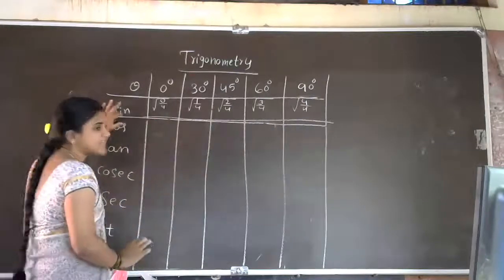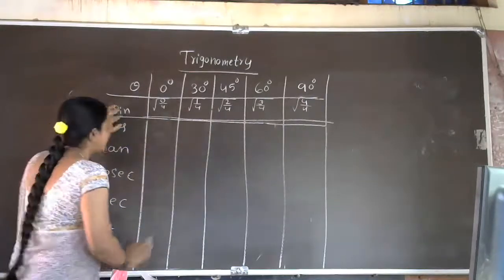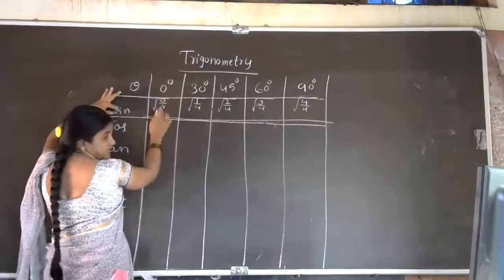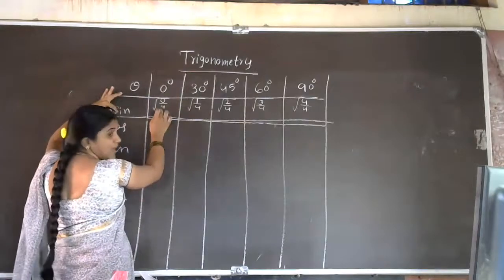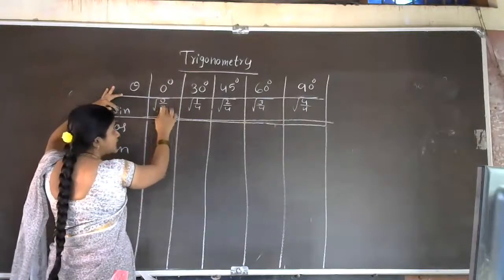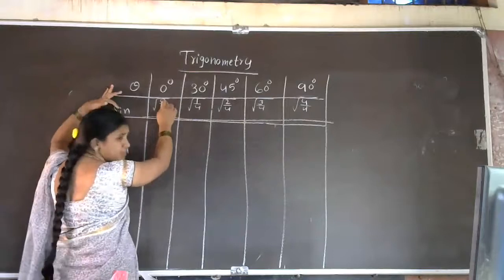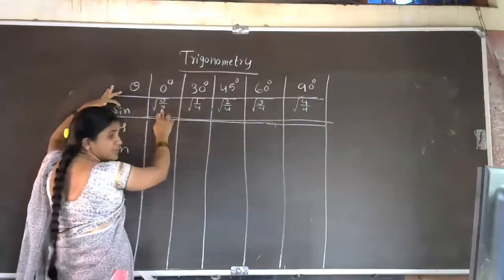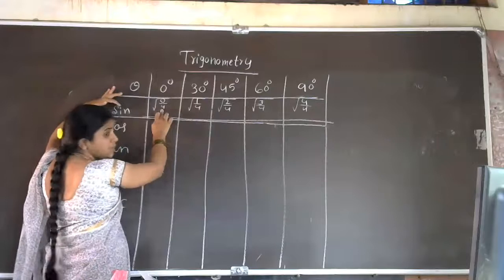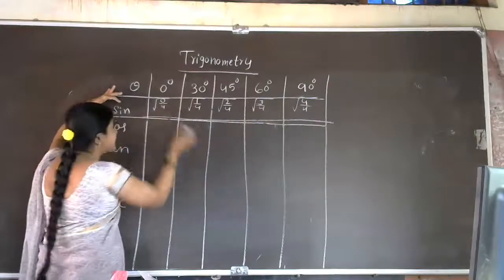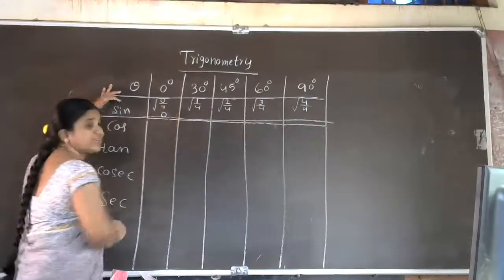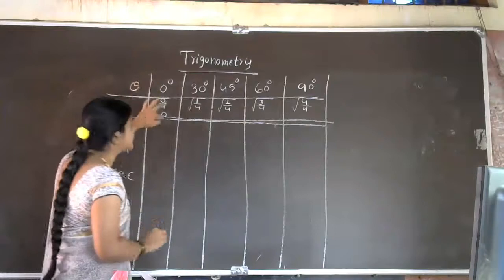Can we start the sine 0 degree calculation? Sine 0 degrees is square root of 0 by 4. Square root of 0 is 0 only, and square root of 4 is 2. 0 by 2, what is the answer actually? 0. Is that clear? Sine 0 is 0.